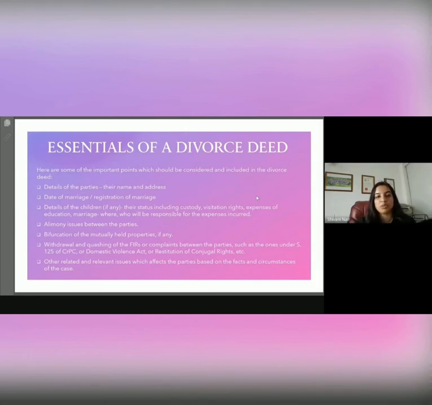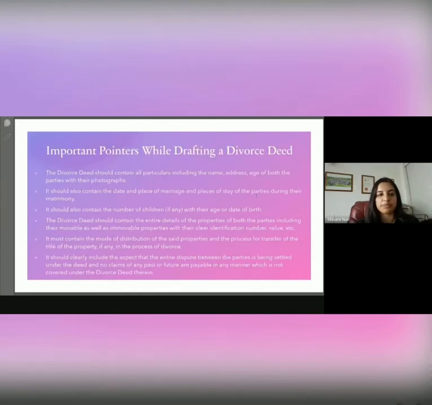Now, in cases of domestic violence or maintenance under Section 125, all these issues, which are courtroom proceedings, shall either be withdrawn, or the FIRs against one of the parties will be quashed, or if one party has filed for restitution of conjugal rights, that will also be withdrawn. Any other related issues which affect the parties, based on the facts and circumstances of the case, shall be mentioned.